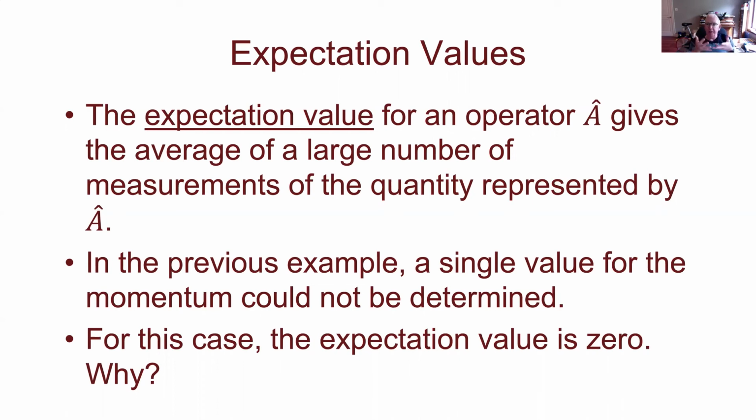But if I take lots and lots of measurements, because the two cases are equally likely, the average of all those measurements is going to be 0. That makes 0 the expectation value. It's a little bit interesting because no individual measurement of the momentum would ever give you the value of 0. You'd always get either plus or minus the quantity we got from the momentum operator. But if we take lots of measurements and average them, we still get 0.